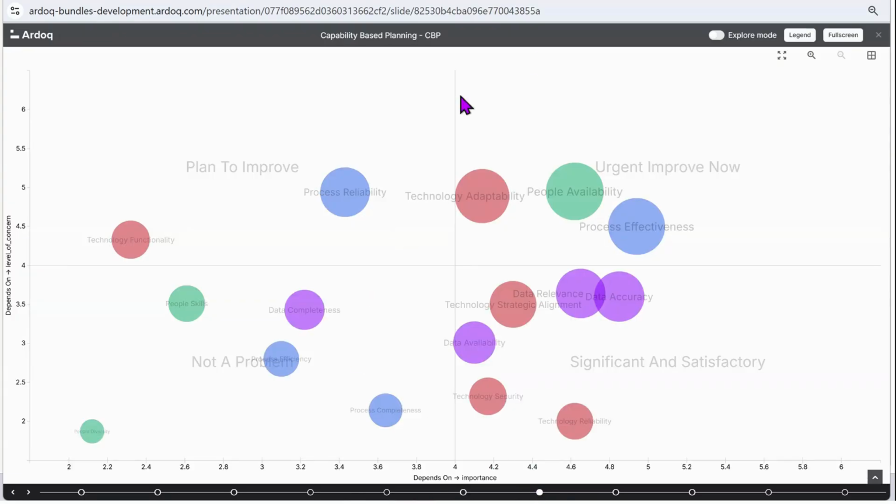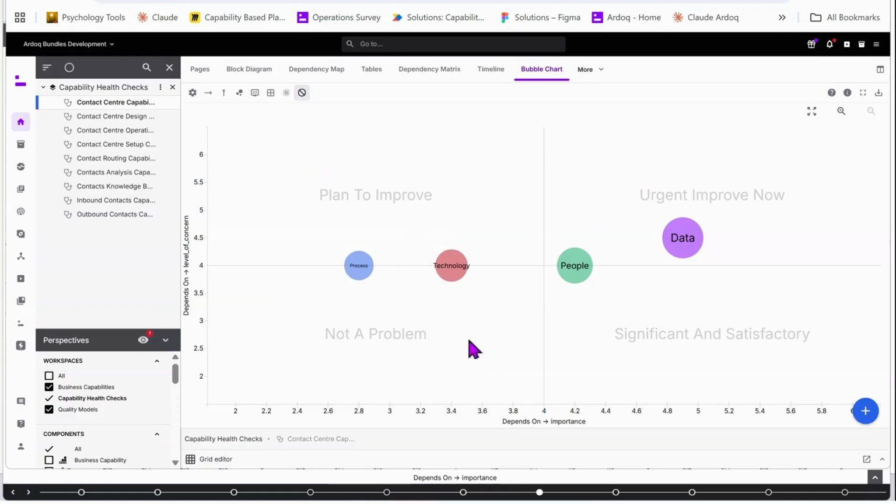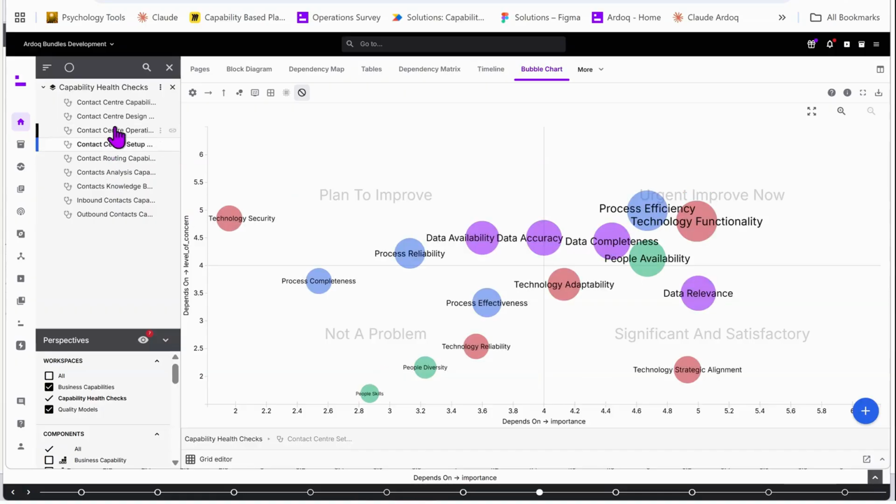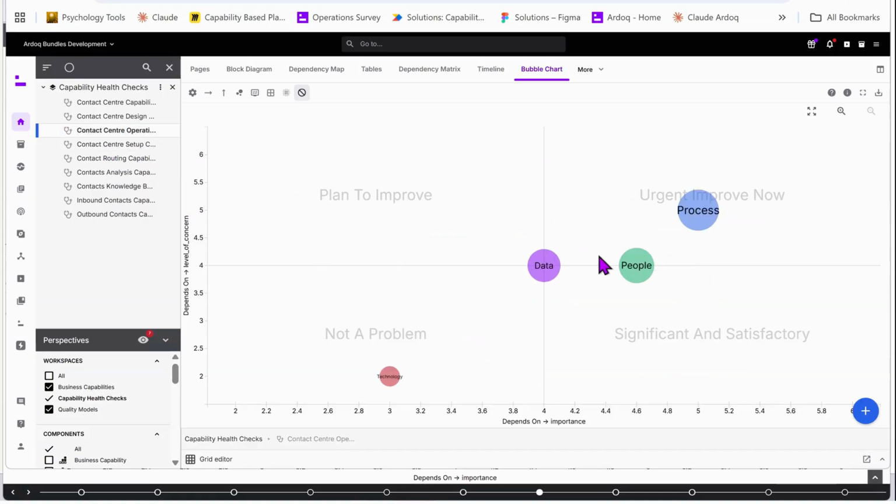From there, we can create some bubble charts, and here we have bubble charts for each of the capabilities that we've assessed. Here we can see the high-level capabilities, the light assessments, and in this case, process for contact center operations is a major concern. The size of the bubbles is the level of exposure, with importance along the bottom, and level of concern. So we can see these have the highest level of concern and the highest level of importance, which make the highest level of exposure. Therefore, in terms of contact center operations for our stakeholders, process is our biggest concern.